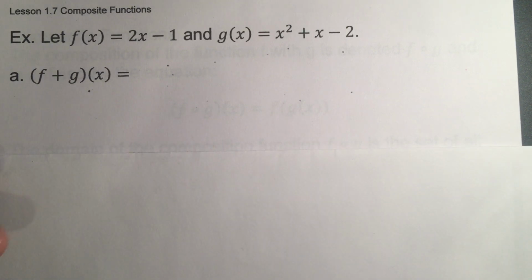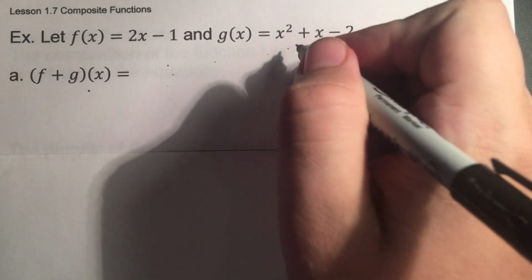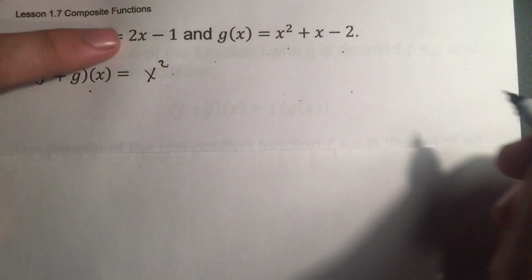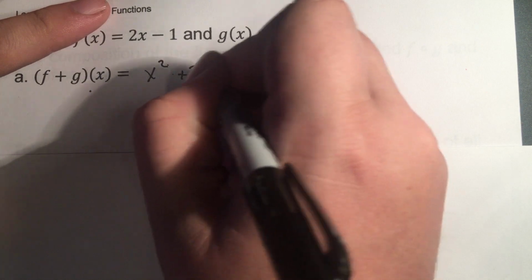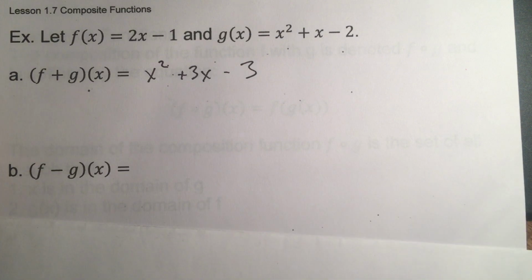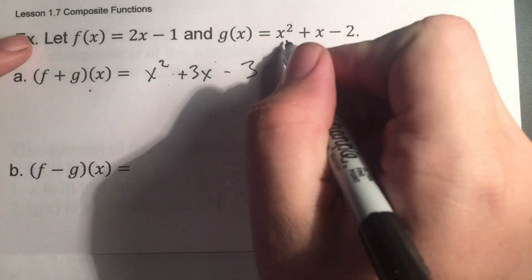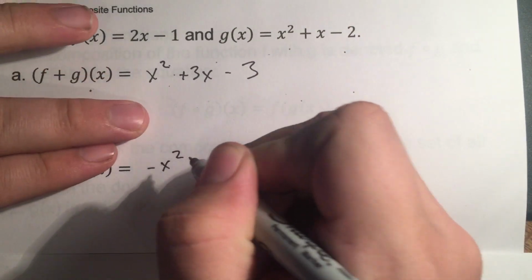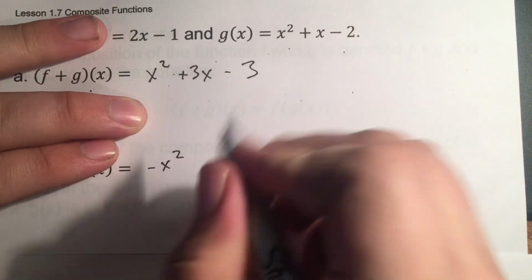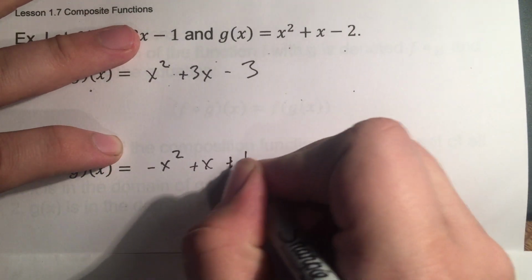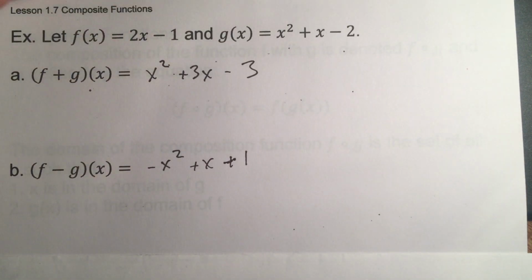So if we start with our first one here, we're going to add the two functions. So putting like terms together. This one's got an x squared. We have 2x and an x, which would make 3x. A negative 1 and negative 2, which makes minus 3. Simple as that. We subtract them. So now the second one's being subtracted here, so this would be a minus x squared. 2x minus x would be a plus x. And negative 1 minus negative 2 would be a plus 1. Because minus and negative makes it plus a positive.